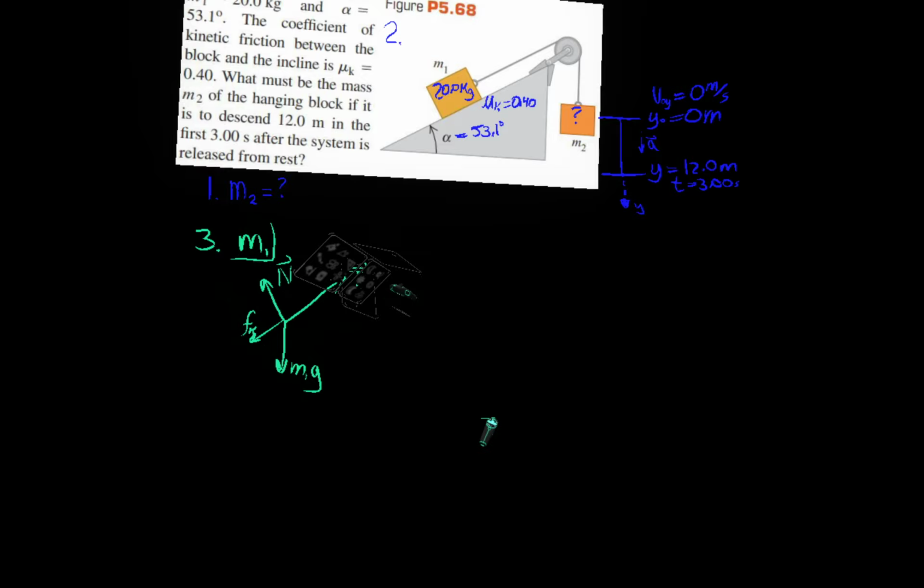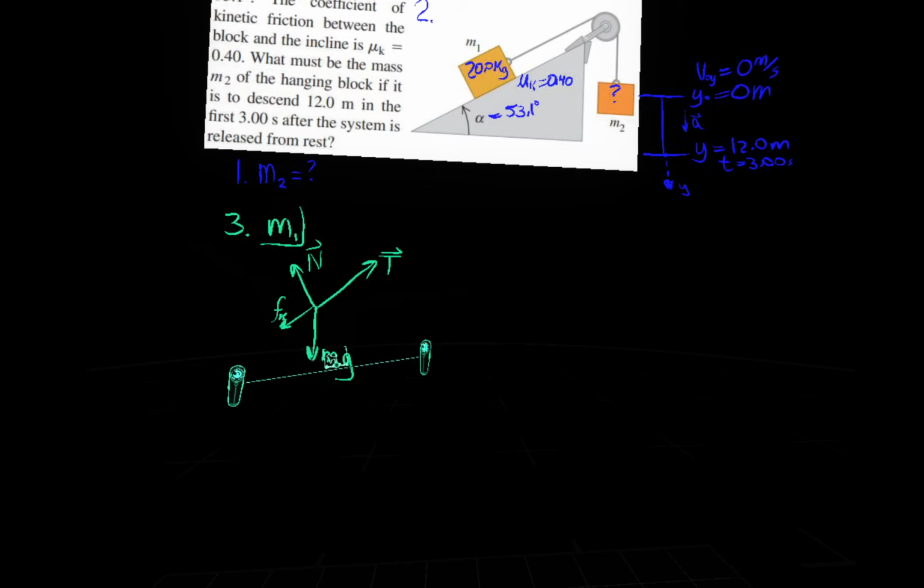Fancy F sub K. Okay. Anything else happening? Are there any other forces going on? I don't think so. So how should we choose our axes?